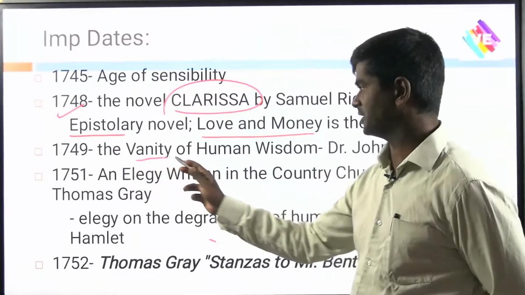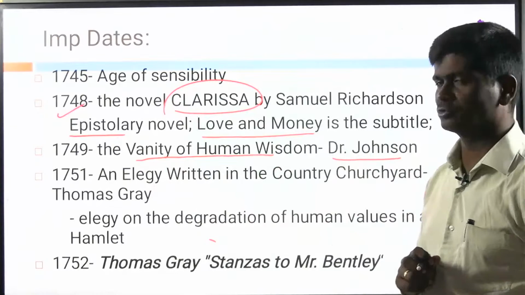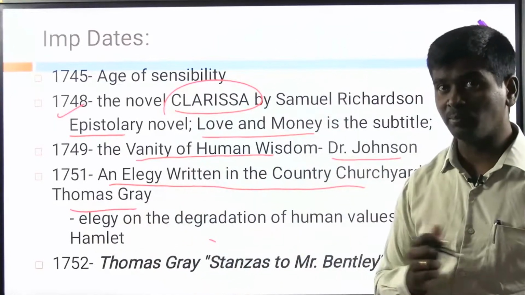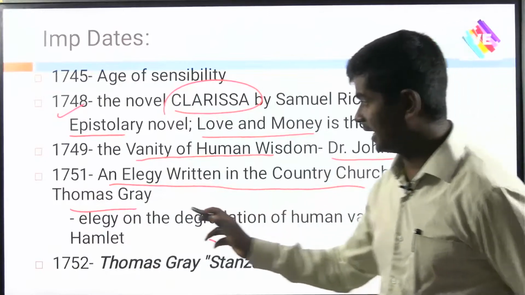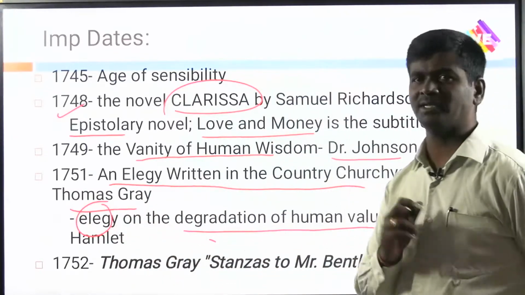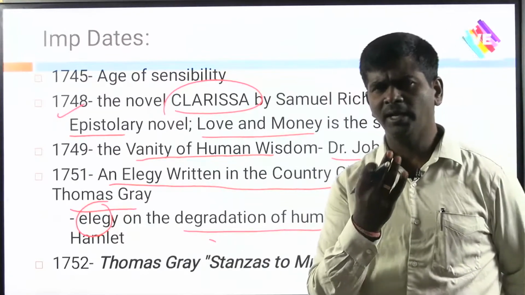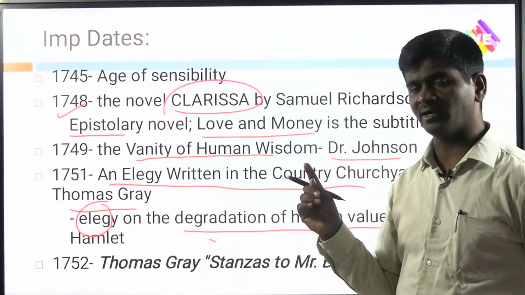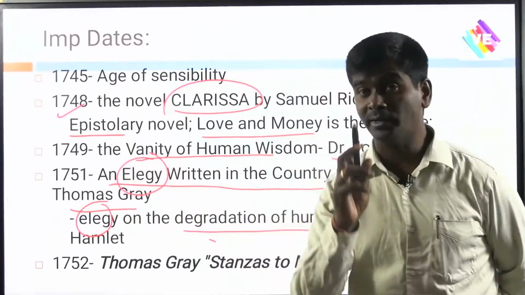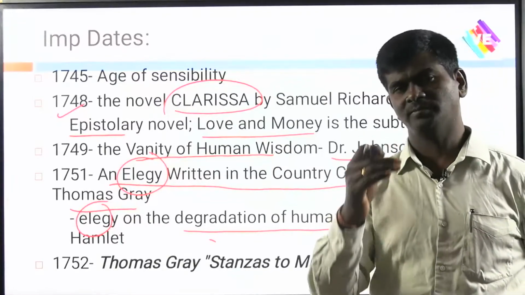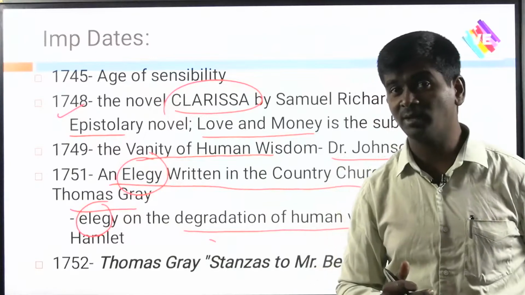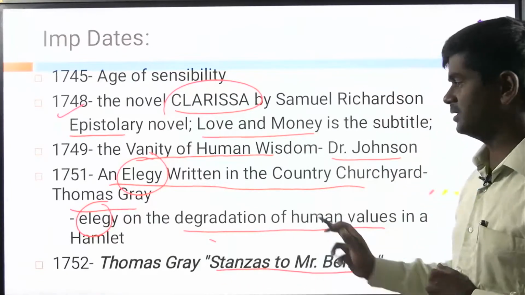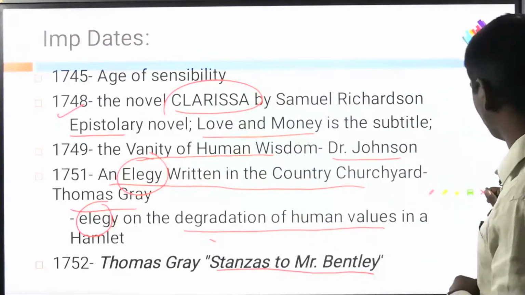Next, Vanity of Human Wishes, written by Dr. Johnson. And An Elegy Written in a Country Churchyard, written by Thomas Gray. This is very important, and it is composed in blank verse. It is an elegy on the degradation of human values in a hamlet. Normally, an elegy is a poem composed on a death, but though the title includes the word elegy, it does not talk about death. It talks about the downfall of human values, cultural, moral, and ethical values, in a society, in a hamlet. And Thomas Gray's Stanzas to Mr. Bentley is another important poem by Thomas Gray.